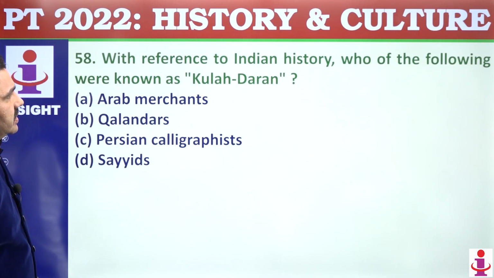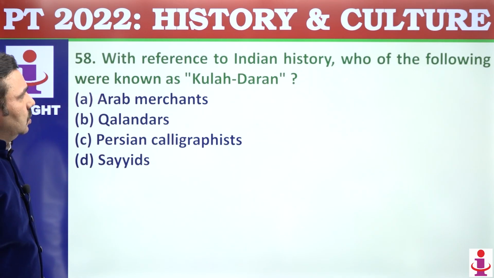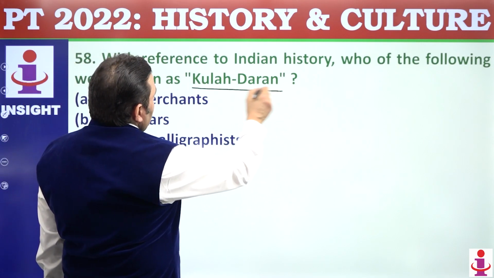58. With reference to Indian history, which of the following were known as Kula Dharan? Kula means cap.